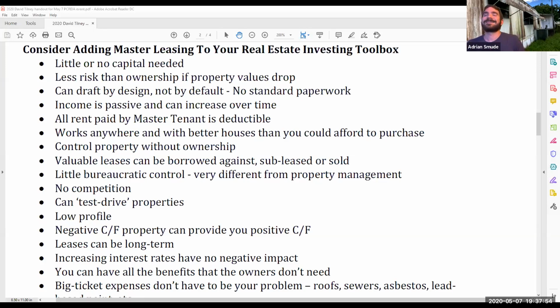Let me ask a question before I answer it. Are there any property management companies in the town where you are doing business? And I know the answer. In most cases, there are property management companies in the town where you are. So how do they get folks to sign a management agreement? The same way they get someone to sign a management agreement, you can get someone to sign a master lease. But you can run circles around them.